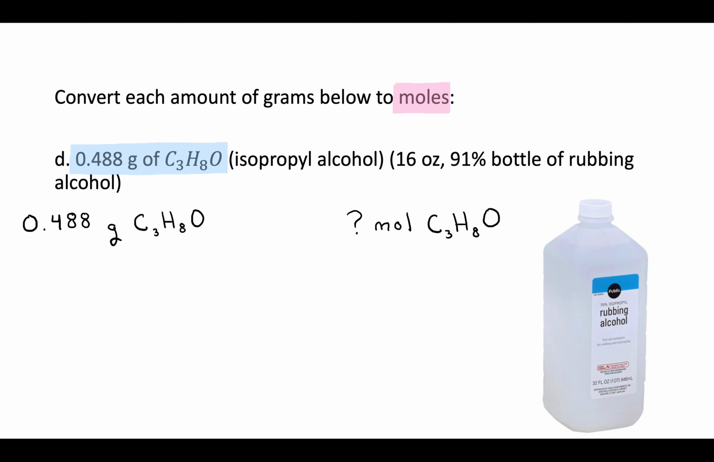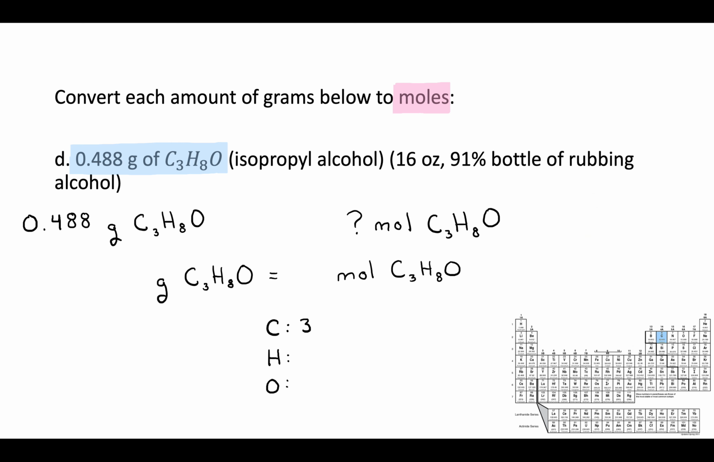So in order to do that conversion, we need a conversion factor that relates those two units. How do grams of C3H8O relate to moles of C3H8O? Okay, well we have more than one element here, so we're going to think about each of them separately. We have carbon, we have hydrogen, and we have oxygen. Now let's say we had 1 mole of this compound. If we had 1 mole of this whole thing, we would have 3 moles of carbon.